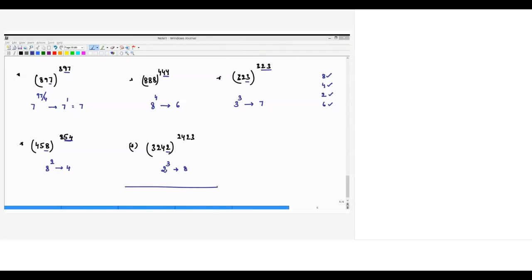This is only for 2, 3, 7, 8. For the rest of the numbers, it is much easier, so you can do it in that manner. Is it understood up to here? Is it clear up to here?